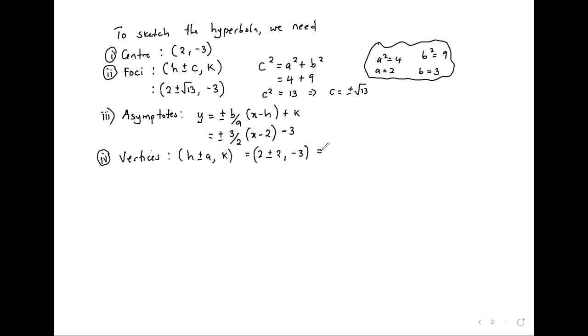So now let me put it down here. Here we have 2 of them, so I'll write them like this. We'll have 2 plus 2, that's 4, comma negative 3. And 2 minus 2, that's 0, comma negative 3. Like that. Interesting. So we have the center, the foci, asymptotes, vertices. What else do we need?